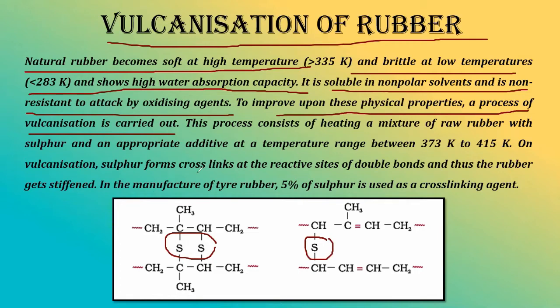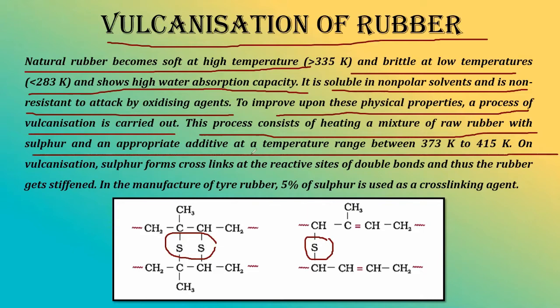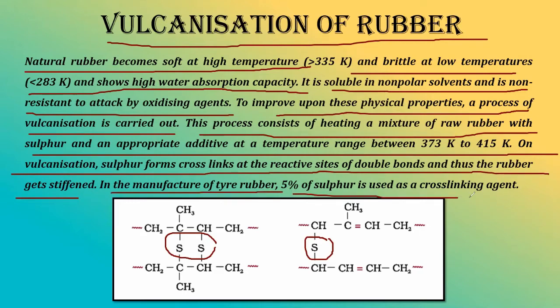Okay, that's why. So this process consists of heating a mixture of raw rubber with sulfur and appropriate additive at a suitable temperature. On vulcanization, rubber forms crosslinks at the reactive sites of double bonds, thus the rubber gets stiffened. In the manufacture of tire rubber, 5% sulfur is used as cross-linking agent. So basically, natural rubber is good, but it is quite brittle and it will break down. That's why, in order to increase its elastic properties, it is vulcanized.